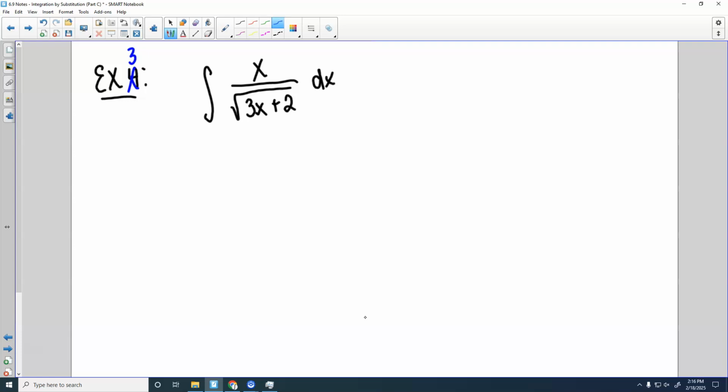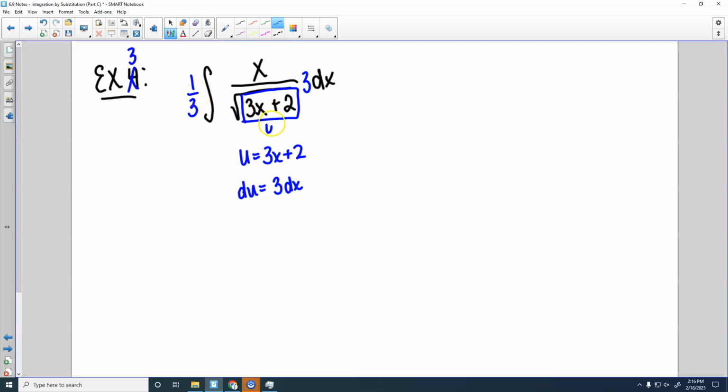Okay, so for this problem, what do you guys think we should use for the u? 3x plus 2. It's kind of the only option right here. So u is going to be 3x plus 2, and du is going to be 3 dx. So like we've done on a lot of these problems, that dx needs a 3 with it, which means we got to put a 1/3 out front.